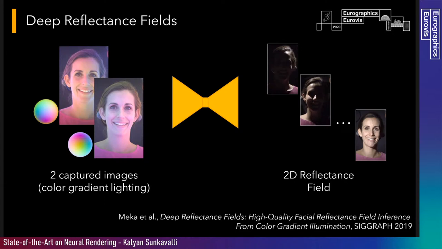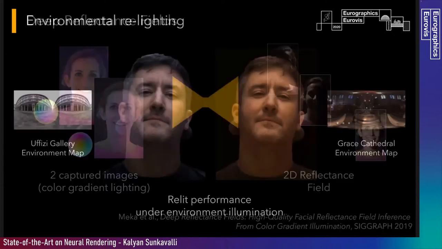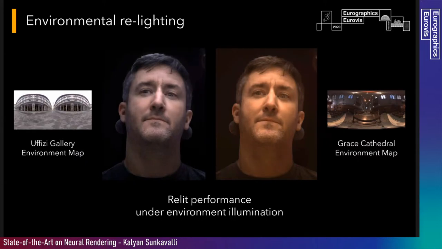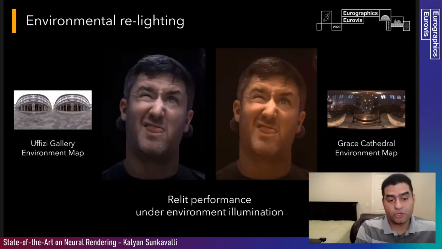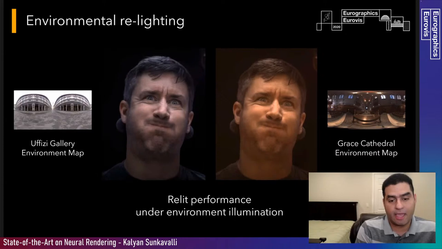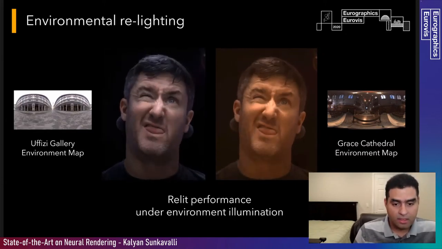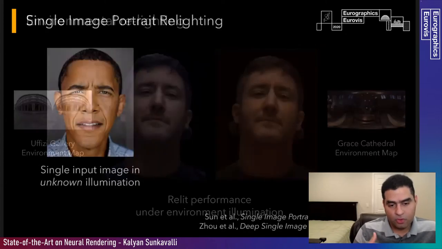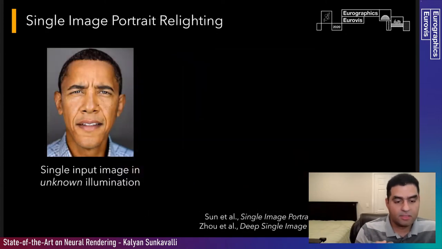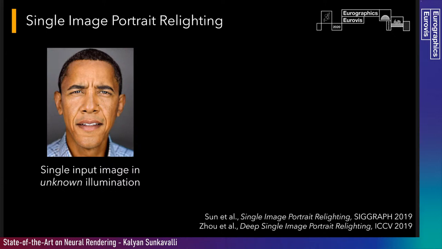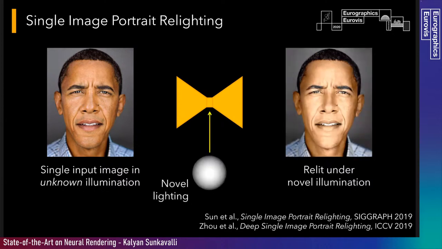And if you can do that, then you can produce relit facial performances like this, where the fact that you're capturing only two images means that you can capture those two images quickly and handle dynamic scenes like this. And going along with this theme, in the context of humans, people have shown that you can even work with a single input image that's captured in completely unknown, uncalibrated illumination, and then have relighting networks that re-render this person under novel lighting.